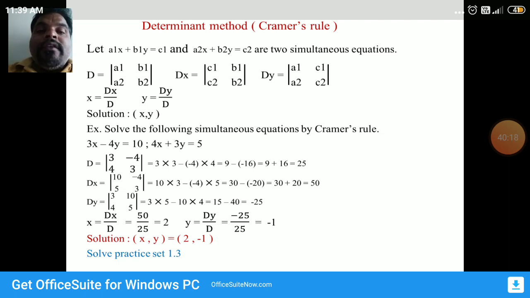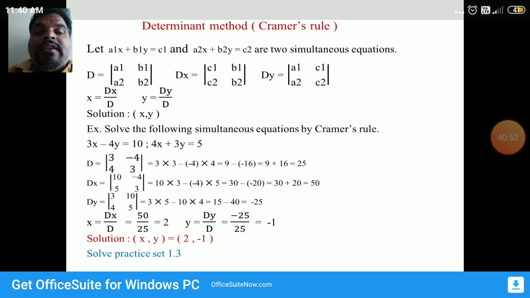D is the coefficients of x and y. The first column is the coefficient of x, 3, 4 in both equations, and the second column is the coefficient of y, minus 4, 3. And find the value of this determinant. 3 into 3 minus minus 4 into 4, that is 9 plus 16 is equal to 25. The value of D is 25.